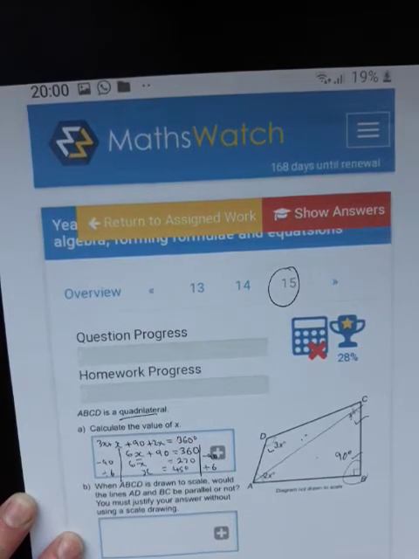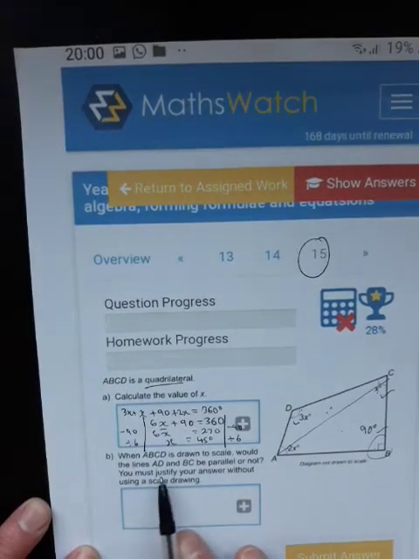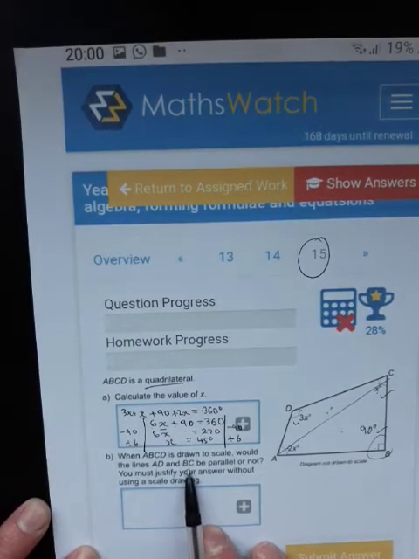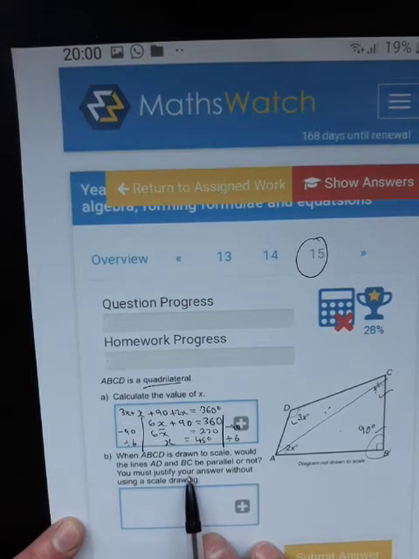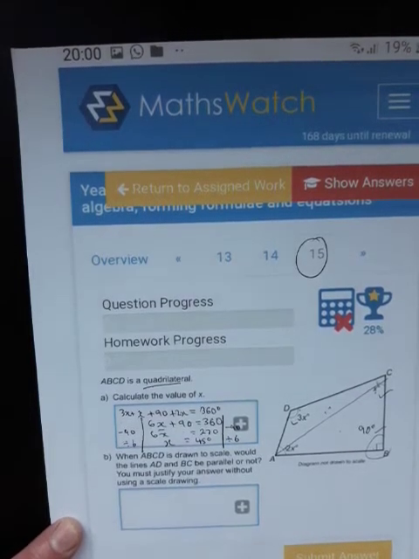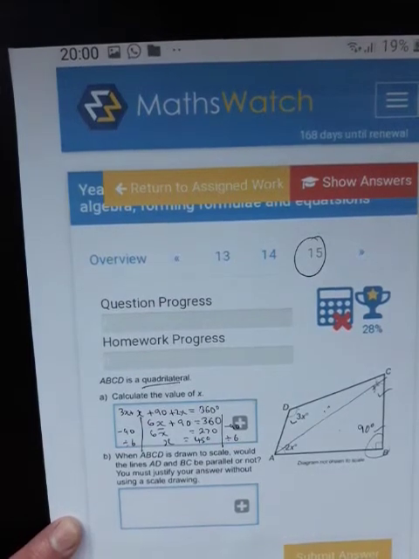Okay. Then it says, when ABCD is drawn to scale, would the lines AD and BC be parallel or not? Now, this is not an easy question, okay? But if you think about lines being parallel or not, you must justify your answer without using a scale drawing, okay? Well, for them to be parallel, we would have to use the facts for parallel lines. So good thing to do, first of all, is to work out what the angles we've actually got here.